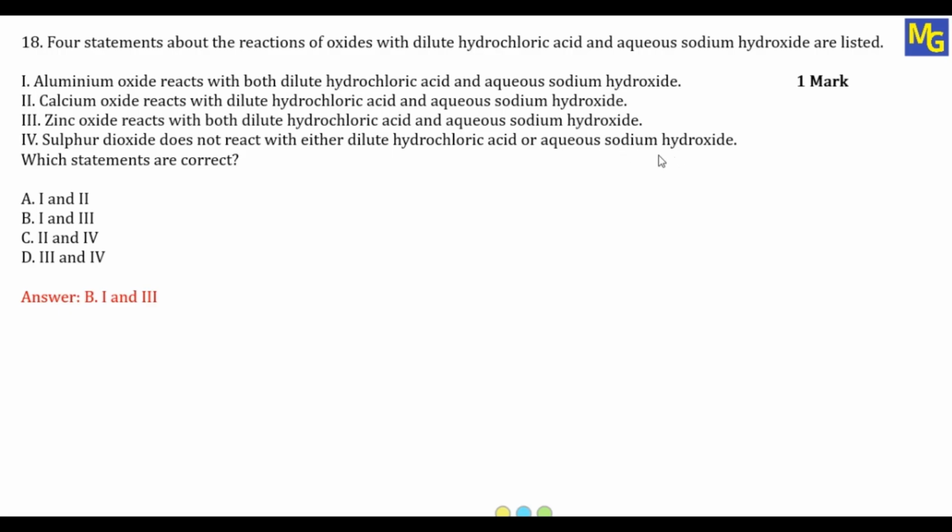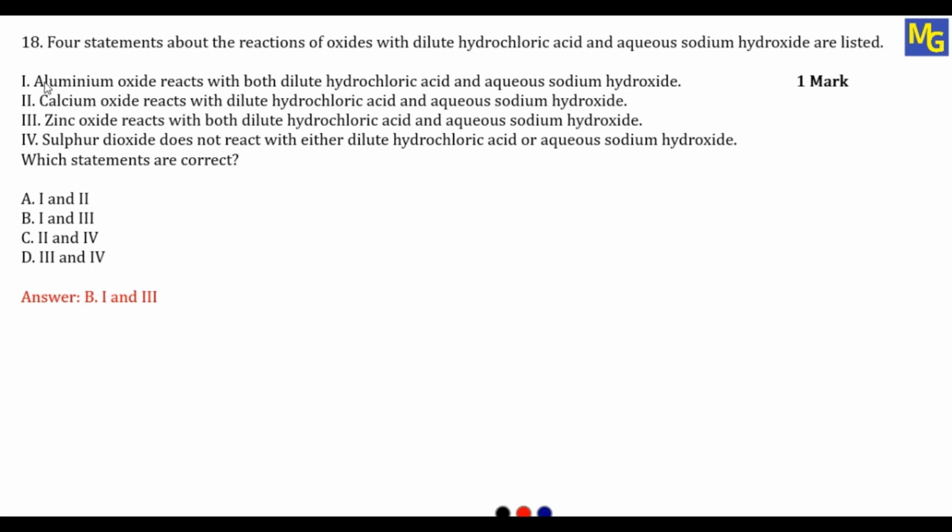So these are the four statements, and now in the options they have given combinations. Here we have to see which statements are correct. If statement 1 and statement 2 are correct, then mark option A. If statement 1 and statement 3 are correct, then mark B, and so on. So now we have to start with the answer.